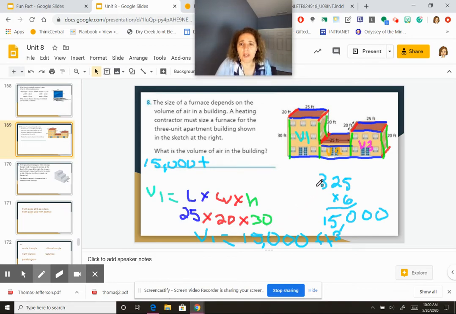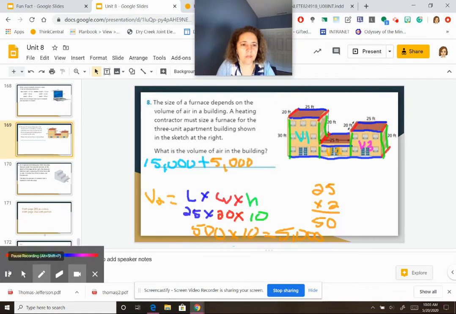All right, so now we're going to move on to volume 2. So the same thing. If you can find your length, your width, and your height for volume 2, and then multiply those together and see what you get, and then come back to me. Okay, so length is right here, clearly marked 25. So I got my length of 25.